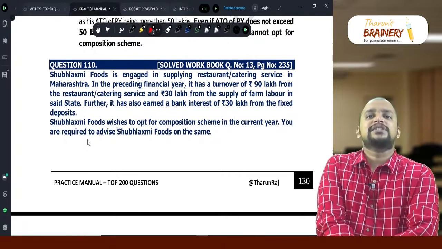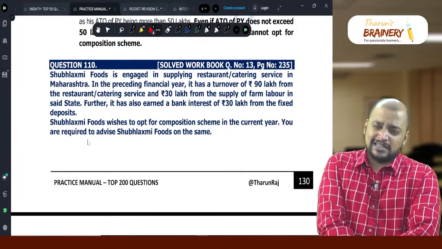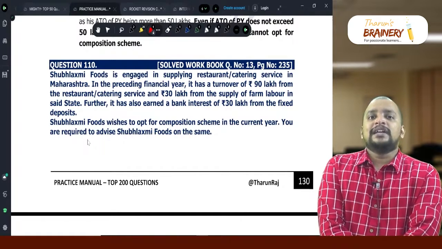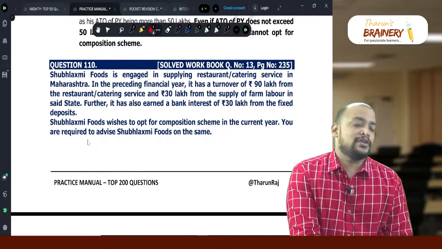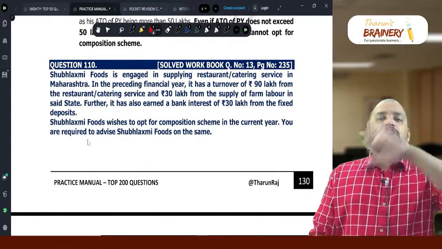But under composition scheme, what is the meaning of aggregate turnover for determining the eligibility? The same meaning. One more change is there. We should take out interest on loans, advances, deposits. That will not be taken into aggregate turnover. And one more change is that even pre-registration turnover also will be added.